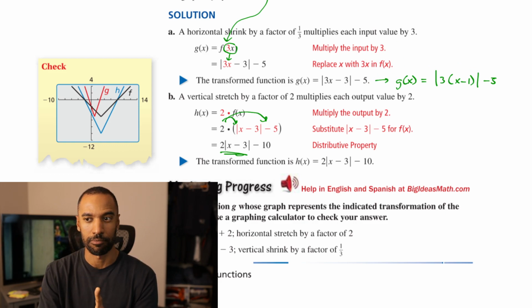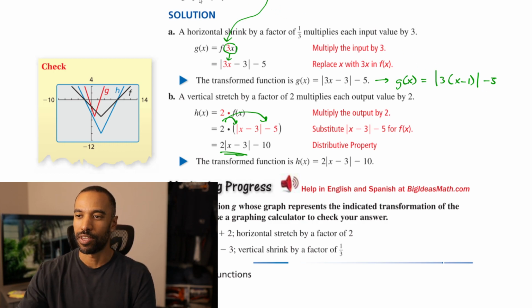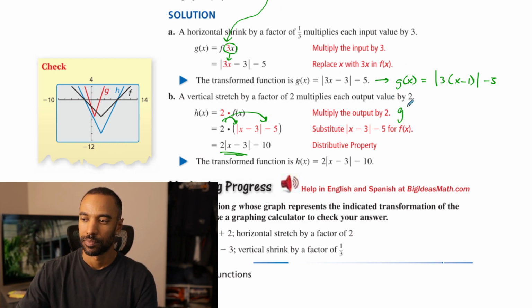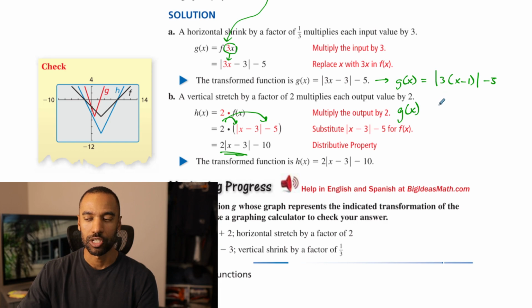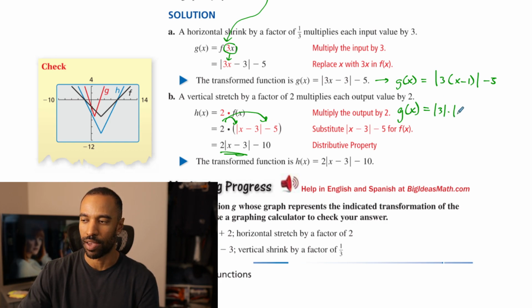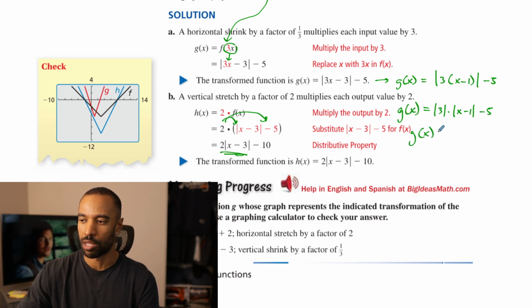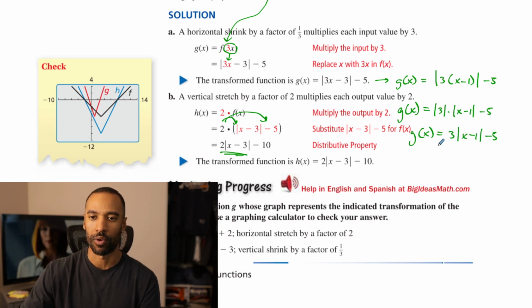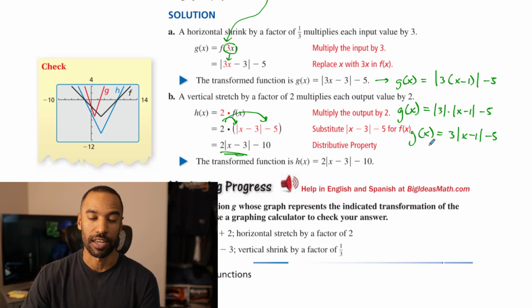I'll take it one step further. Remember that previous property I mentioned with absolute values? This is also the absolute value of 3 times the absolute value of x minus 1. And the absolute value of 3 is 3. So this equation can be rewritten as 3 times absolute value of x minus 1 minus 5. Why do I bring this up? Because this is conventional vertex form.